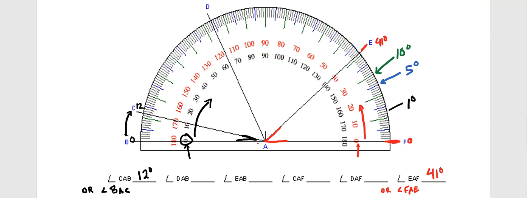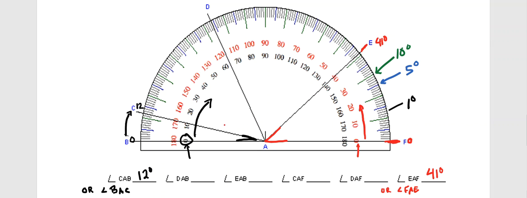So if in this case, my angle is on the left side of the protractor, I'm going to use the inner scale because zero will start on the left side. And if it's on the right side of the protractor, I'm going to use the outer red scale because that's where my angle will be passing through zero.